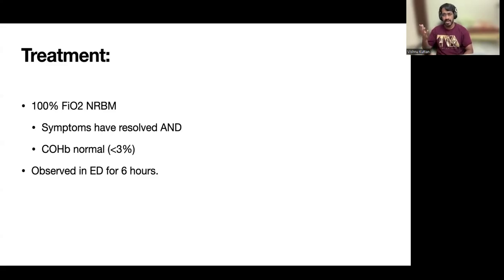So if your percentage is still somewhere around 50% and the symptoms are not there, it doesn't mean that it shouldn't be done. Definitely, it should be continued till you find the normal carboxyhemoglobin level, somewhere around less than 3. And once the patient is totally asymptomatic, fine, he can be observed for 6 hours and he can be safely discharged.